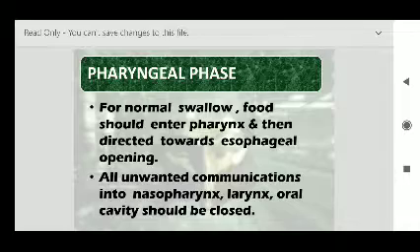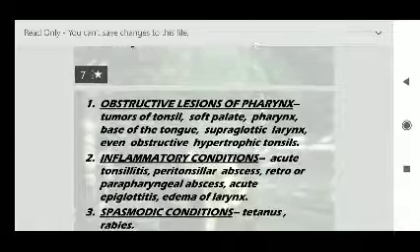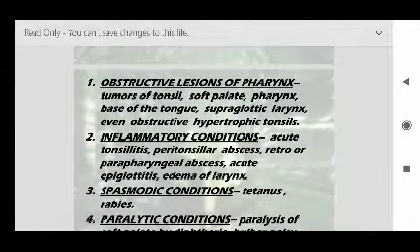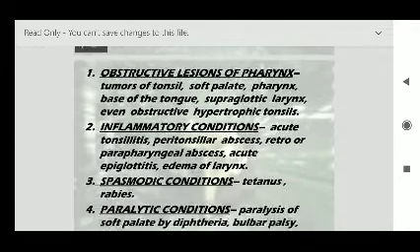Pharyngeal phase. For normal swallowing, food should enter the pharynx and then be directed towards the esophageal opening. All unwanted communication into the nasopharynx, larynx, and oral cavity should be closed. So the obstructive lesions in the pharynx include tumors of the tonsil, soft palate, pharynx, base of the tongue, supraglottic larynx, and even obstructive hypertrophic tonsils.